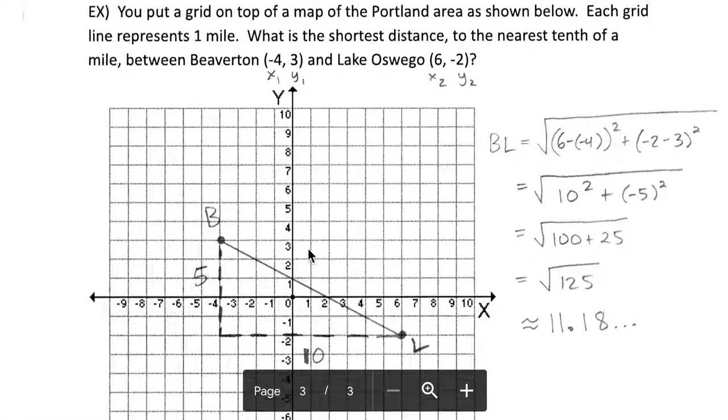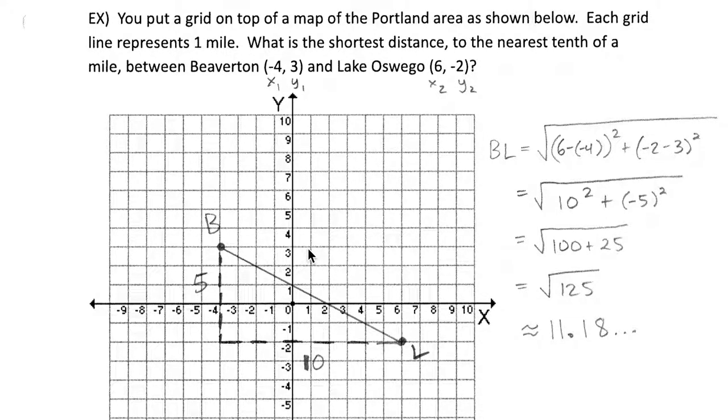In this first example, we're going to pretend that we place a map below a coordinate plane, or we place a coordinate plane on top of a map so that we can see through it and talk about positions on that map using the coordinate plane. For example, we're going to plot a town Beaverton at -4, 3. So left 4 up 3, put a B for Beaverton. We're going to plot Lake Oswego, another town, at 6, -2, so right 6, down 2. We'll put an L for Lake Oswego.